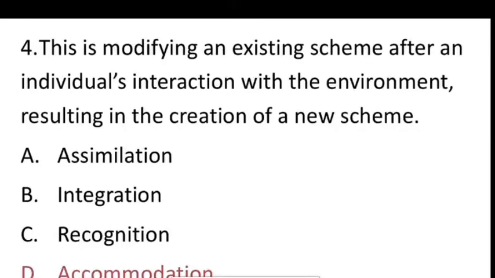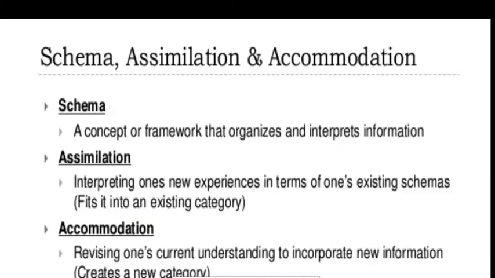Okay, so ang sinasabi dito, modifying an existing scheme after an individual's interaction with the environment. Now let me just explain why the answer would be accommodation. Now, this was also based on Piaget's theory. So according to Piaget, may three concepts siyang binigay sa atin. The first one would be the schema. The schema is a concept or framework that organizes and interprets information. So schema, kumbaga yung pag sinabi mong schema, these are the file cabinets in our brain. Okay, so these are your concepts about certain things. That's your schema about a certain thing.